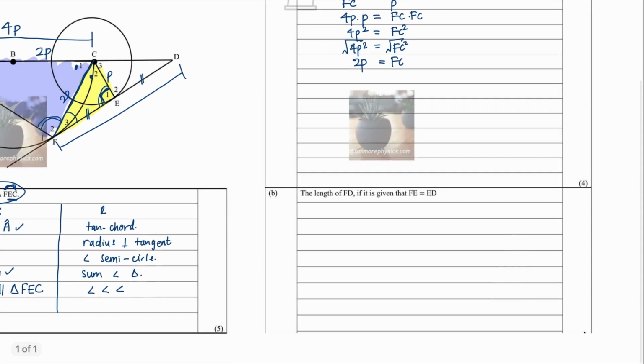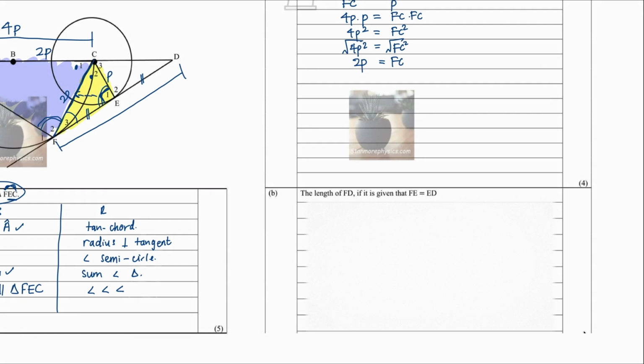So I can simply say that 2P is my hypotenuse. FC is the hypotenuse. It is the side that is opposite the 90 degrees. So 2P squared is equal to P squared plus FE squared. Then 2P squared minus P squared is equal to FE squared. And this is because of Pythagoras. Let's write that in.